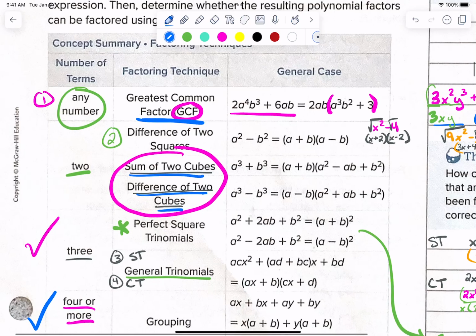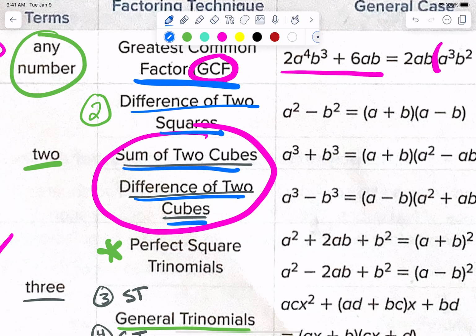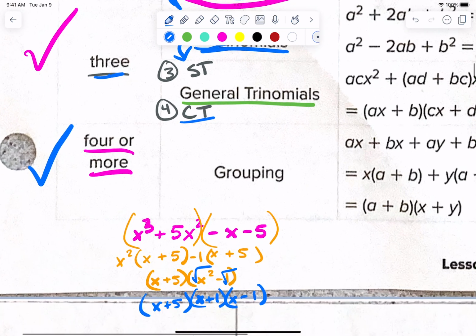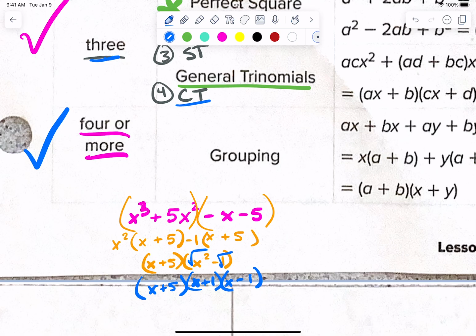Then when we have 2 terms, we have a difference of squares, which we know how to do. And then we have sum and difference of cubes, which we don't know how to do yet. We will. I'll show you an example. It's pretty easy. Then for 3 terms, we have perfect square trinomials, which are just fancy, simple trinomials. And then we have complex trinomials, and then we have factor by grouping when it has 4 or more terms. So we have all of those things.